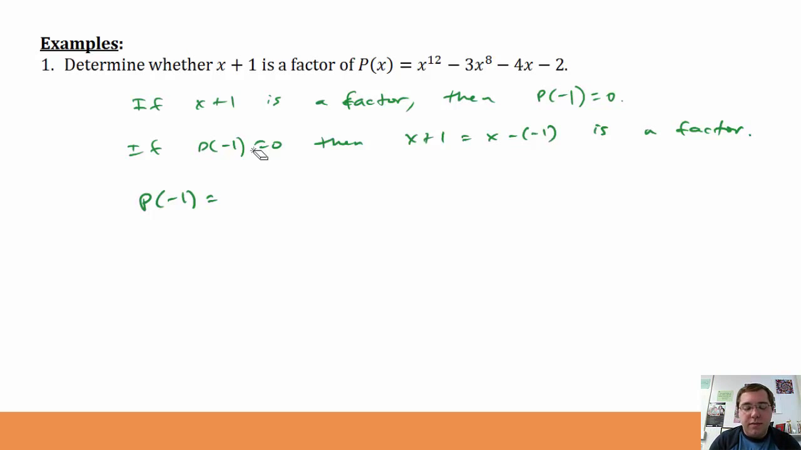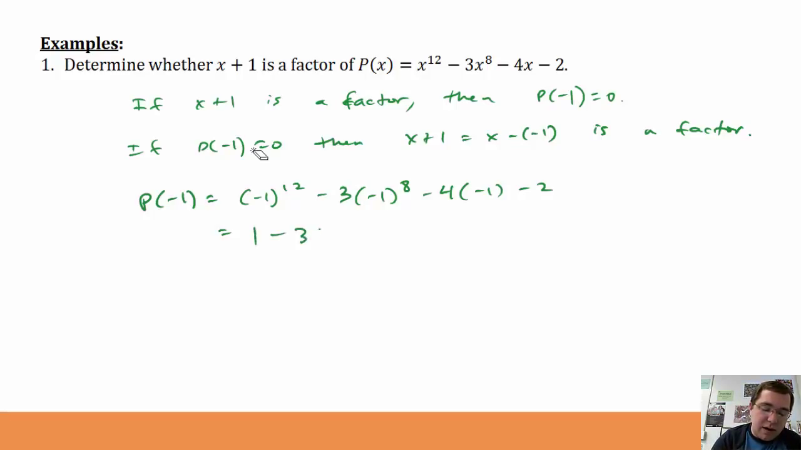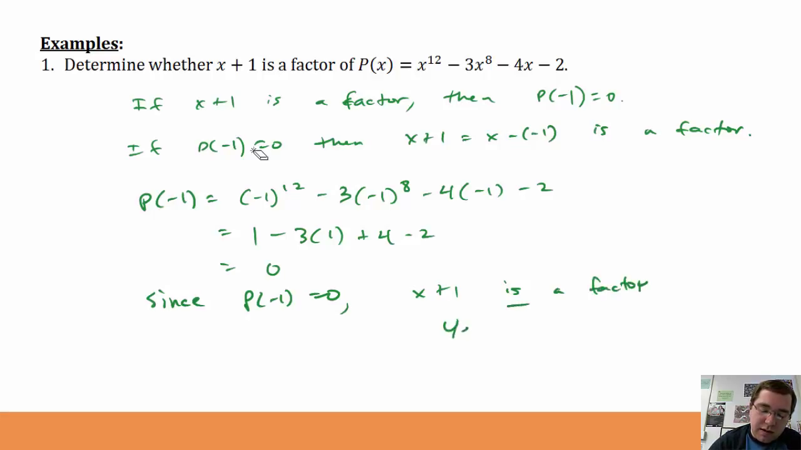Right? So I take p of negative 1. And I could use synthetic division. Negative 1 is easy to take to a bunch of powers, so I'll go ahead and do that the normal way here. Negative 1 to the 12th is an even power, so that's a positive 1, minus 3 times positive 1, because again it was to the even power, minus 4 times negative 1, that's plus 4, minus 2. So that's 1 minus 3, it's negative 2, plus 4 is positive 2, minus 2 is 0. So since p of negative 1 equals 0, x plus 1 is a factor. So yes, it is.